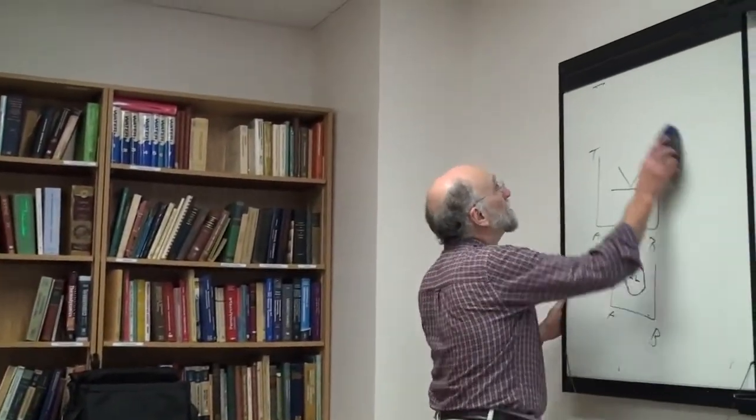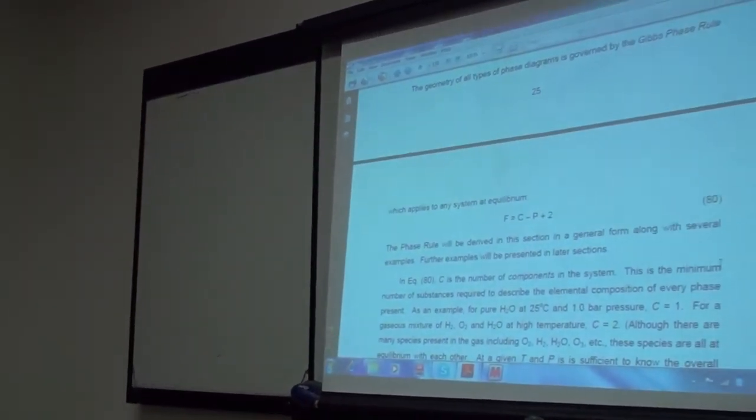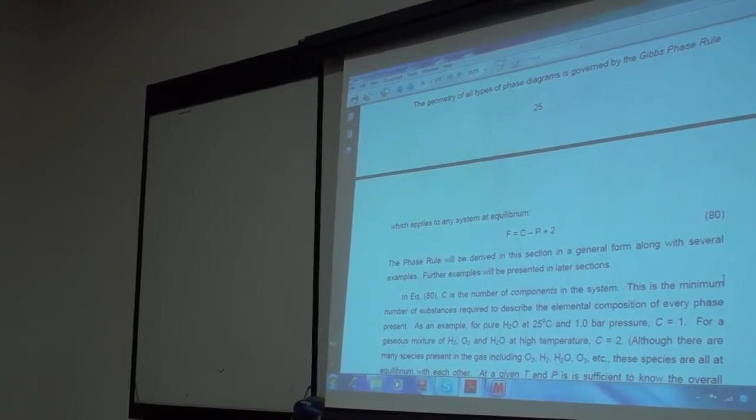Okay, the phase rule. You've all seen the Gibbs phase rule, right? F equals C minus P plus 2. Is that the way you've seen it written? All right, this seems very simple. Everybody understands the Gibbs phase rule, but this can also be very deceivingly simple.